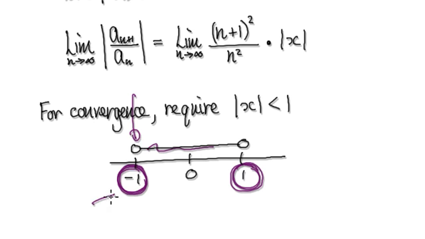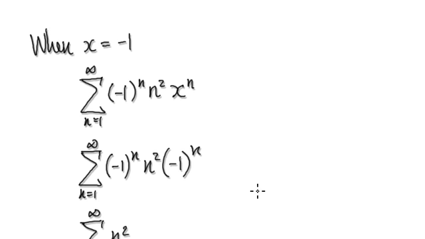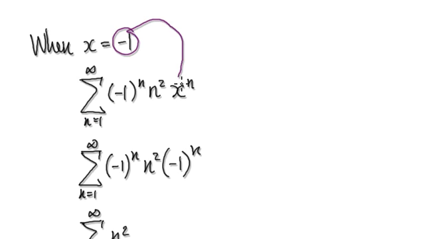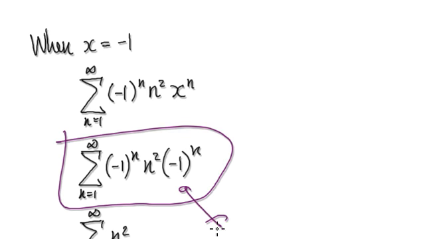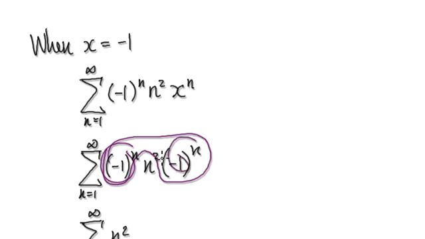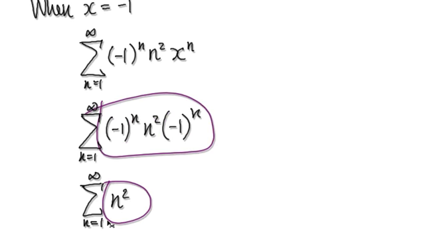So we need to manually check at -1, and we need to manually check at +1. When x is -1, look at the original power series, put this into here, and manually check if the whole series will converge. If you put this in, that will give you this. Now we need to check if this will converge or diverge. Merge these two together, that will give you 1, so this whole thing becomes this.